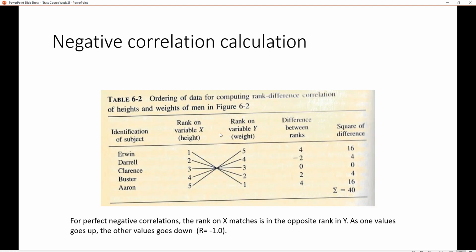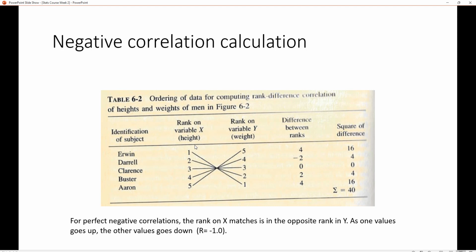And in this next slide, we're looking at how negative correlations are calculated. It's the same type of calculation, but we're going to see what this looks like in terms of the rank on your independent variable and the rank on your outcome variable, or your dependent variable. For perfect negative correlations, the rank on x matches in the opposite rank in y. So they're in reverse order. As one value goes up, the other value goes down.